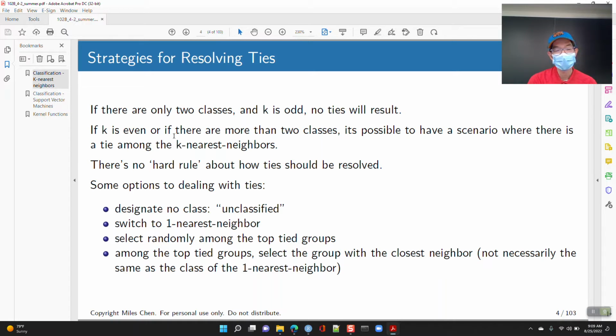You can also decide to select randomly among the top tied groups. So if you have Class A, B, and C, and A and B are tied, then you can just randomly select, flip a coin between A and B. And then also you can say, among the top tied groups, you pick a smaller K or a 1. Then you select the one with the closest neighbor. You'll say A and B are tied, but group B has an observation that's the closest, and therefore we're going to go with group B. Okay.